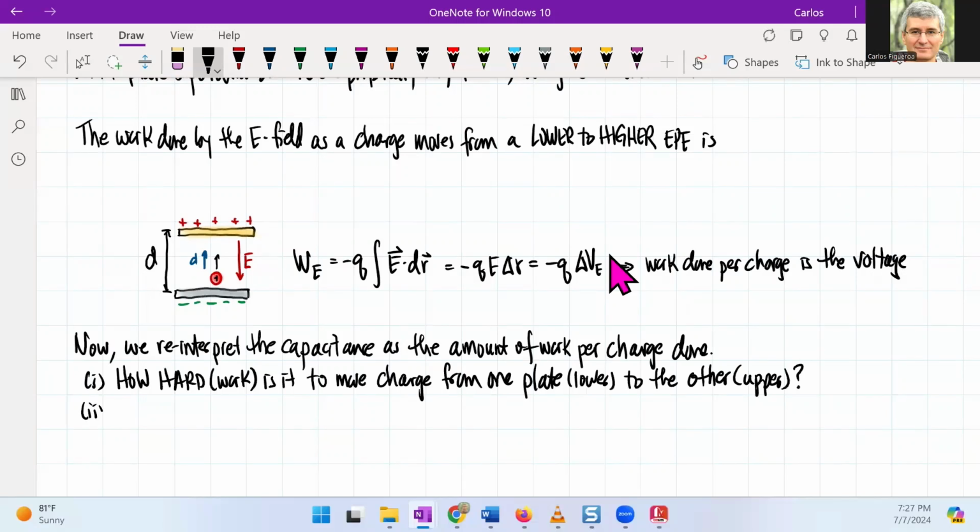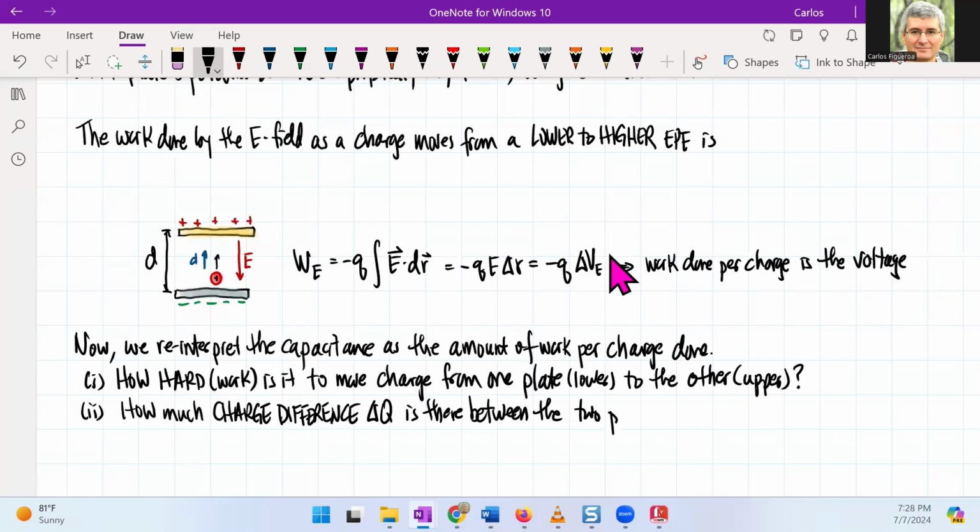Another way of saying the exact same thing we could just say is how much charge difference, delta dq, is there between the two plates for a given voltage. Of course, voltage across the plate.